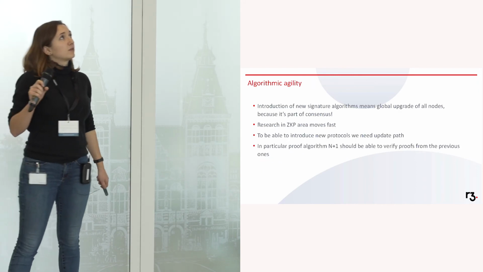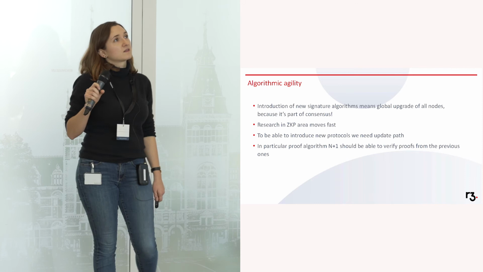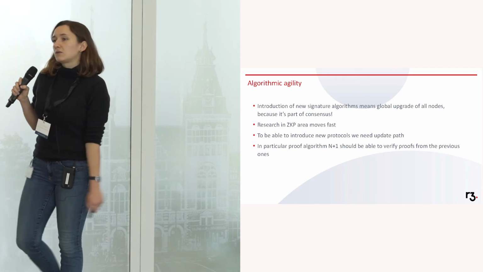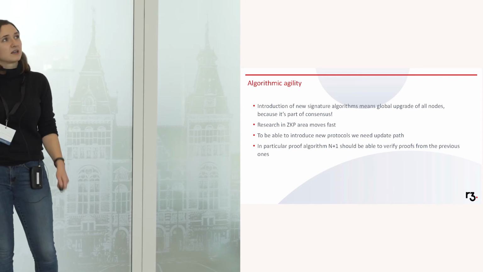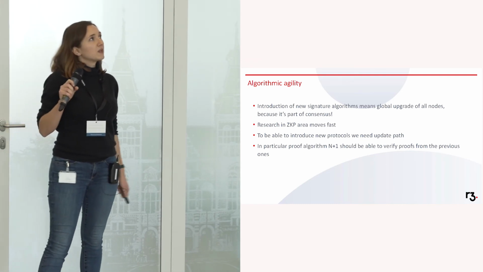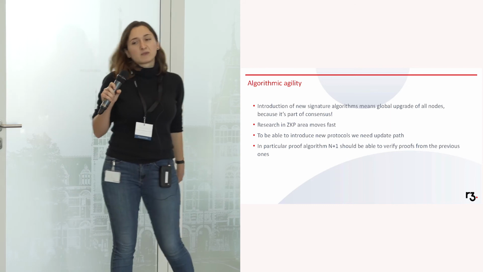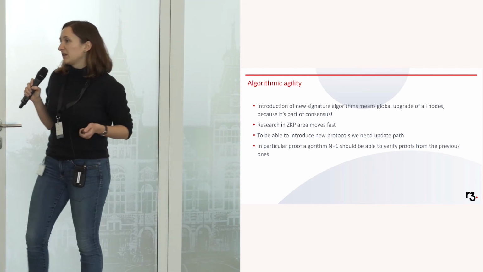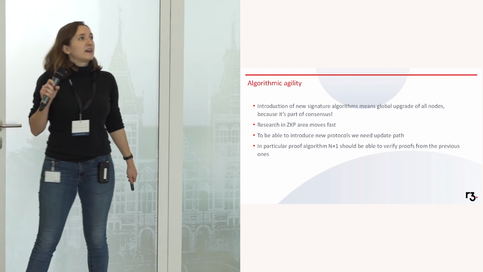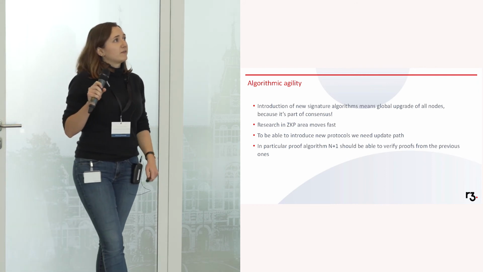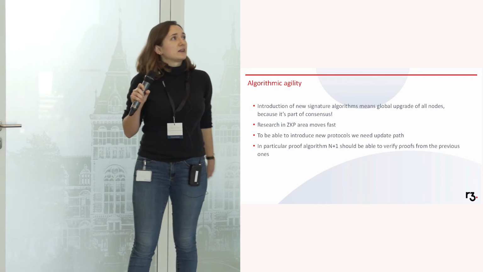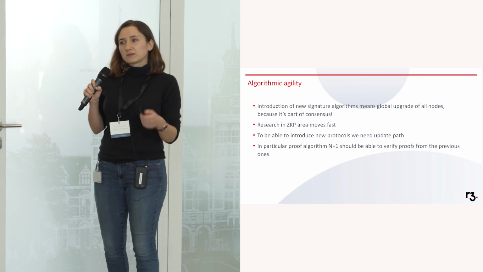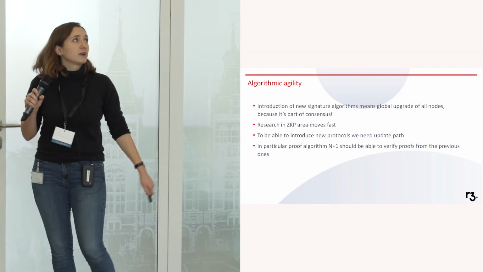Which leads to algorithmic agility as well, because in our case it is part of the consensus. So we will need a global upgrade to all nodes. The same with ZKP protocols: because the research in the area moves really fast, we need an upgrade path. In particular, we would have to be able to verify proofs with the previous algorithms, for example.